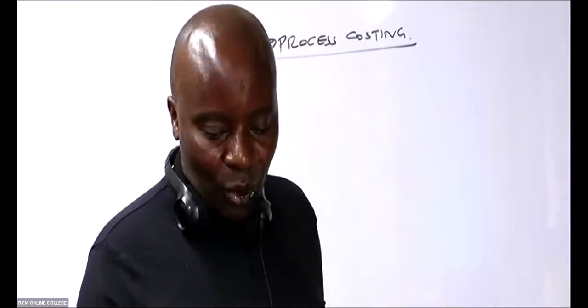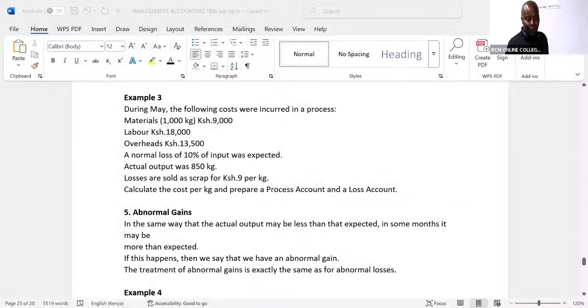So, ladies and gentlemen, this is what we are told here. And I would want to basically start with a question that I did yesterday for purposes of a recap. So this is example 3. We are told during May, the following costs were incurred in a process. Materials were 1,000 kilograms, which cost us 9,000 Kenya shillings. Labor was 18,000, overheads were 13,500.